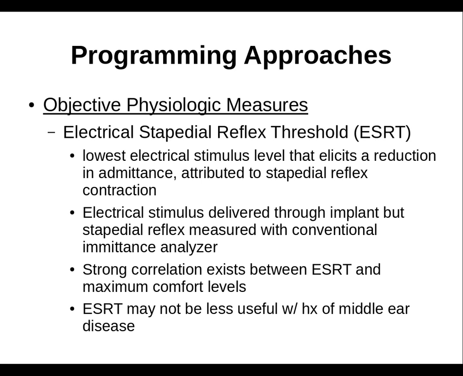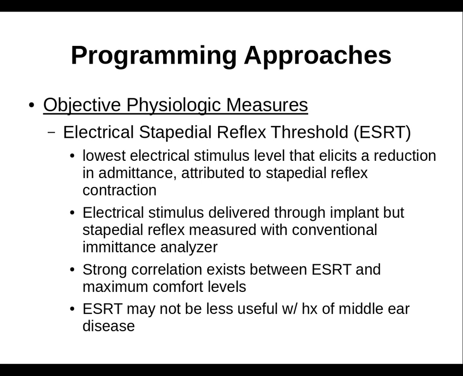So again, we present the electrical stimulus through that implant processor, which goes down through the electrode array into the cochlea. But we're using a conventional middle ear analyzer, a conventional admittance unit. We're performing contralateral stapedial reflex thresholds. So we've got the probe detecting the change in middle ear admittance on the ear contralateral to the cochlear implant.